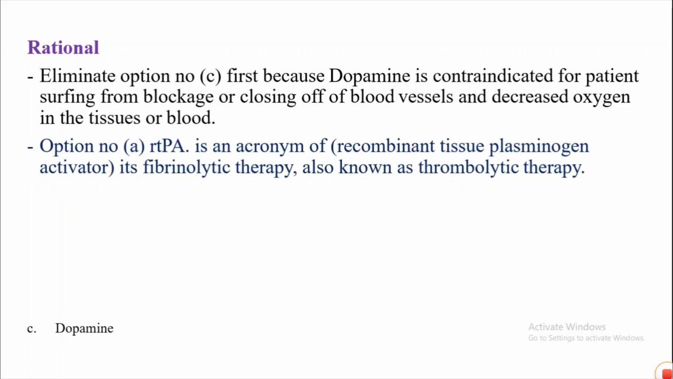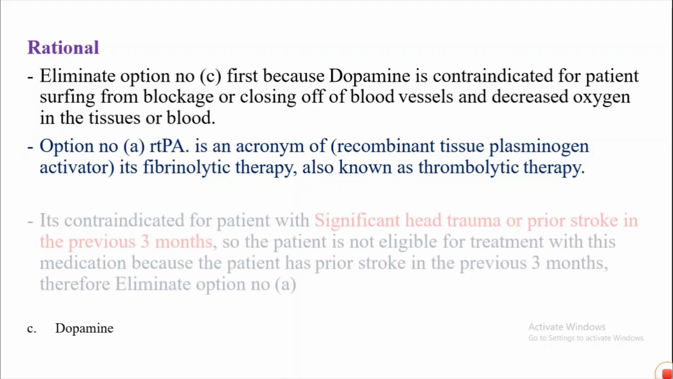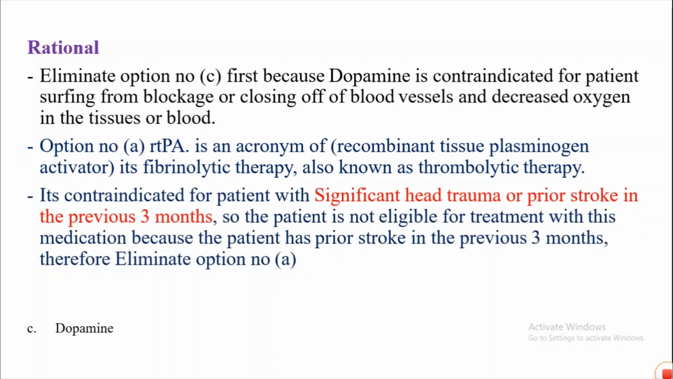Option number A, RTPA. RTPA is an acronym of recombinant tissue plasminogen activator. It is fibrinolytic therapy, also known as thrombolytic therapy. It is contraindicated for patients with significant head trauma or prior stroke in the previous 3 months. So the patient is not eligible for treatment with this medication because the patient has a prior stroke in the previous 3 months. Therefore, we should eliminate option number A, RTPA.